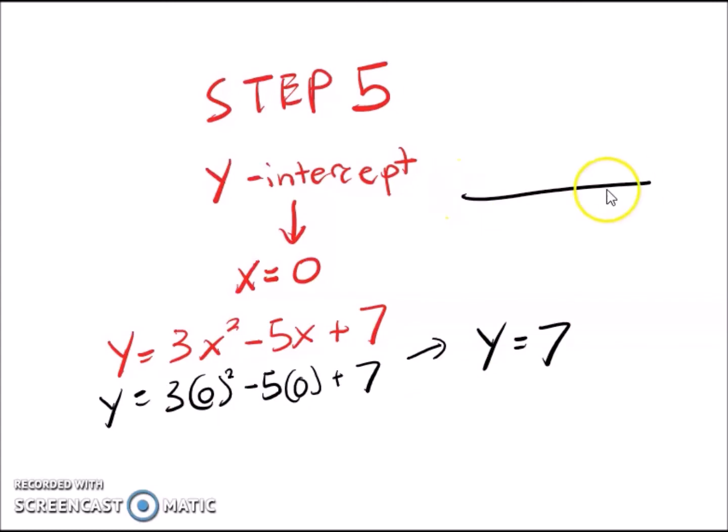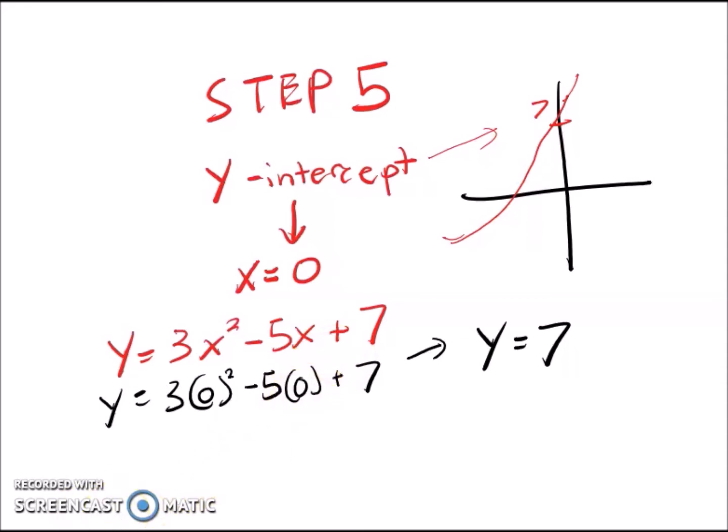So your graph will be, okay, let's say here 7. So your graph will be something like this. You have to go through the 7. This is what we call a y-intercept. Okay, so we have completed step 1 until 5.